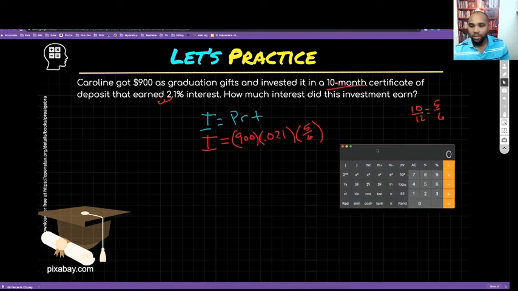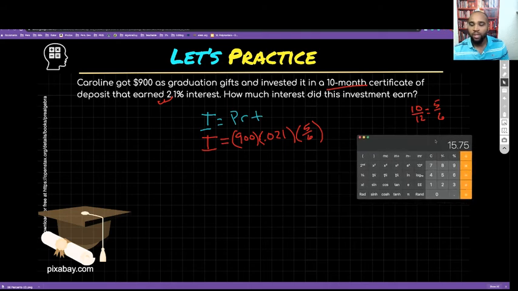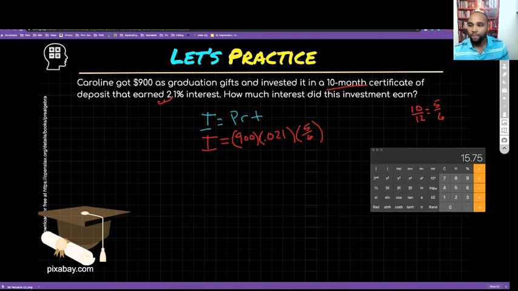So I have parentheses in this calculator, so I'm going to start out with the toughest part, which is that decimal. So I'm going to go 5 divided by 6 is equal to this whole decimal. Now I'm going to start multiplying everything. Times 900 times 0.021. Okay, there you go. So that's a lot easier to do that way. Start off with this 5 divided by 6 piece and get that decimal out of the way.